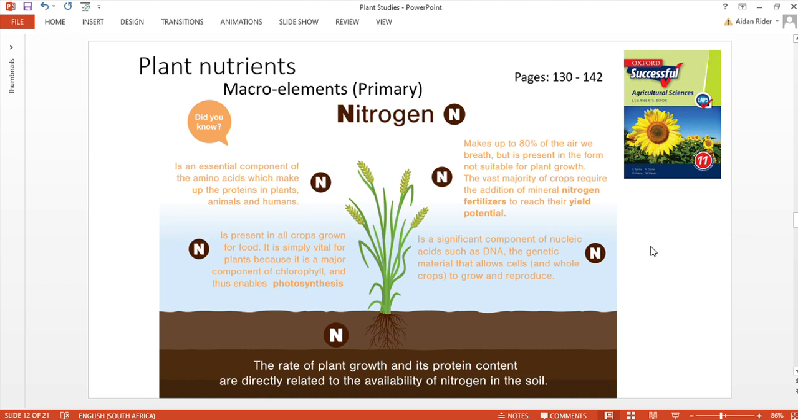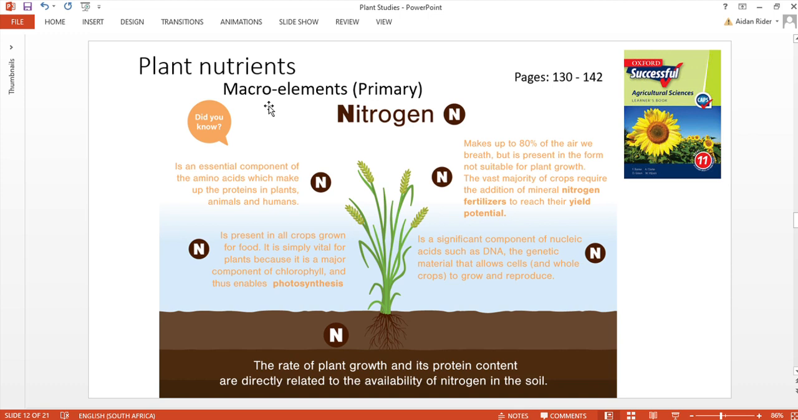And first of all, within the plant nutrients, we have things called macro elements and micro elements. So first of all, let's look at the macro elements. Macro meaning these are things like nitrogen, phosphorus, potassium, minerals that the plants need in bulk. So they need a lot of these nutrients, otherwise they can't survive. Whereas your micronutrients, they do not need a lot of.